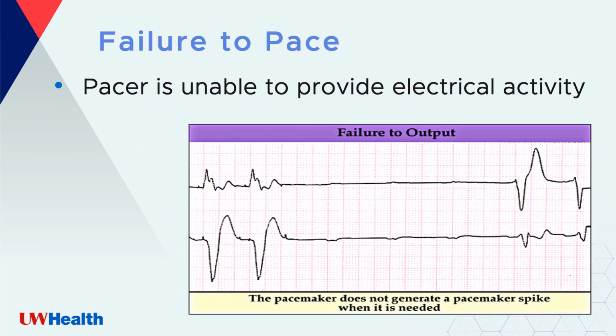Another malfunction that can happen is failure to pace. So the heart may be okay, but maybe the pacer has lost its electrical activity, or the battery has died, or maybe a lead has been fractured. So what you will see is some activity here, and then there's nothing here. We don't have any atrial or ventricular activity intrinsically or from the pacemaker itself.